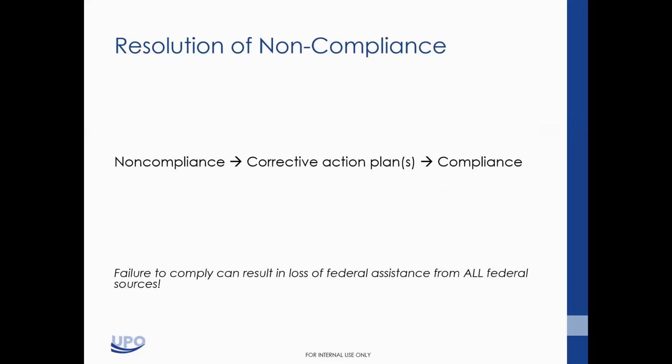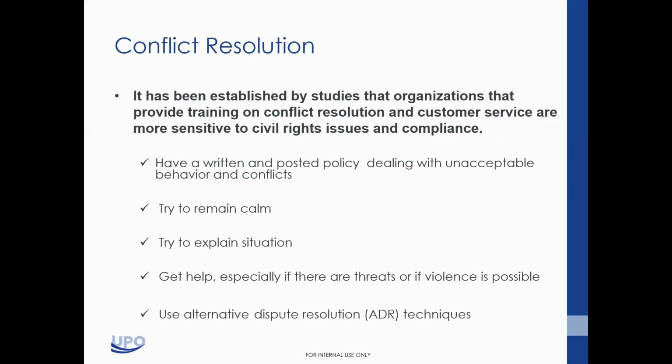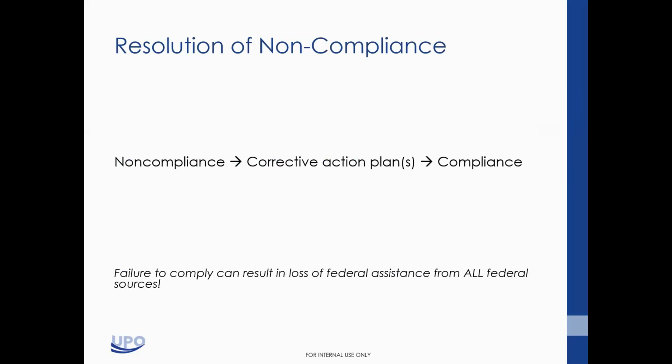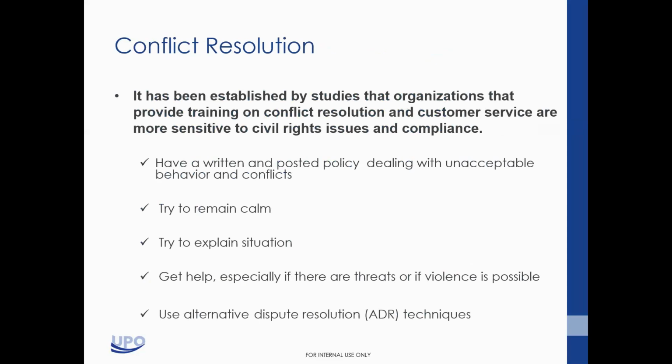If there's a non-compliance, they're going to require a corrective action plan, which will in turn result in compliance. Failure to comply can result in loss of federal assistance from all federal sources. And the point of the corrective action plan is conflict resolution. It's been established by studies that organizations that provide training on conflict resolution and customer service are more sensitive to civil rights issues and compliance. So that's why we do these trainings, to ensure that we are following regulations.